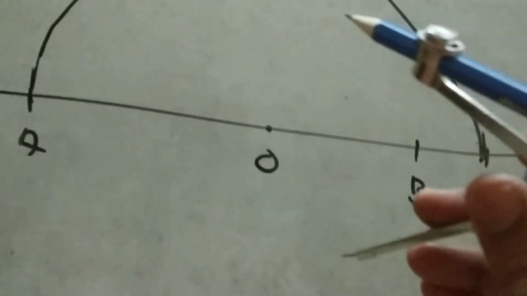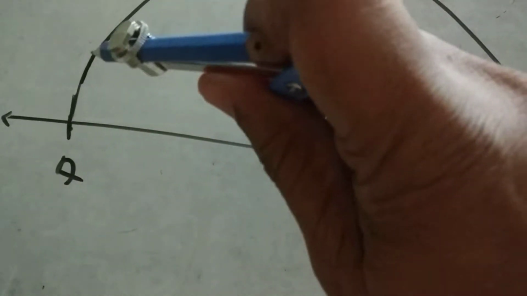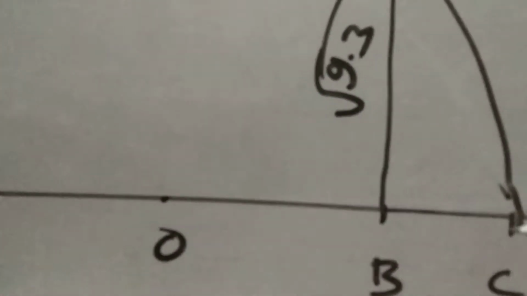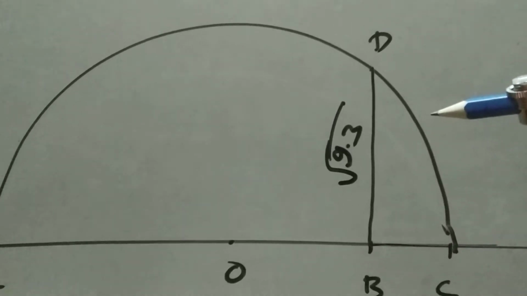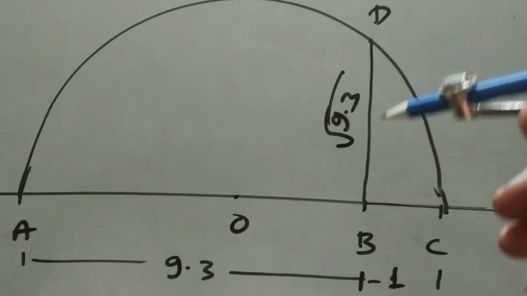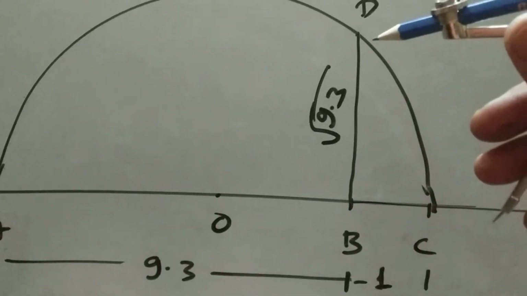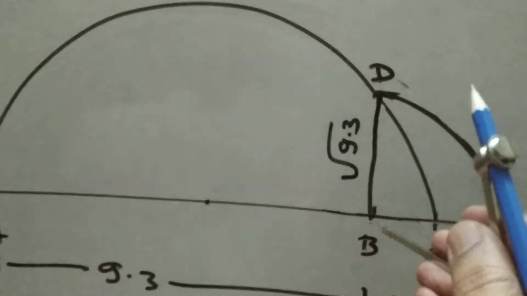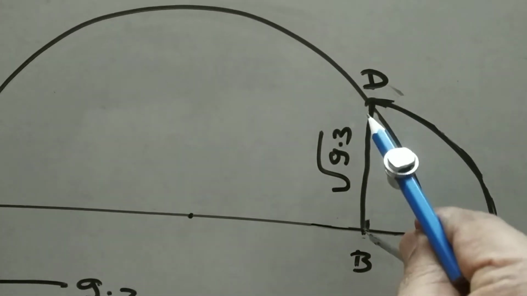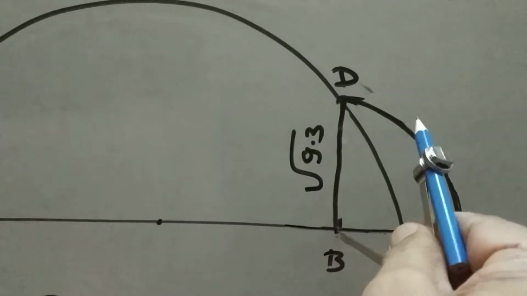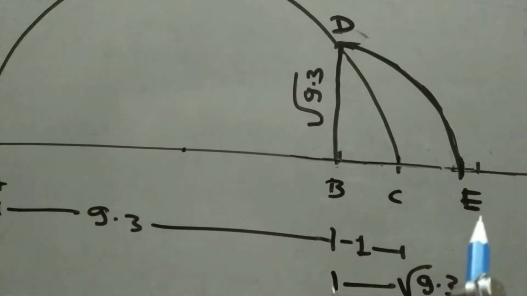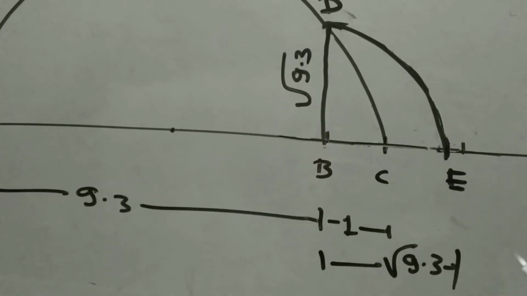Now with center O and radius equal to OA, draw a semicircle like this. Now from B, draw a perpendicular to meet the semicircle at point D. Therefore BD is equal to root 9.3. Now with your compass, with center B and radius equal to BD, draw an arc to meet the number line at point E. Now BE is equal to root 9.3.